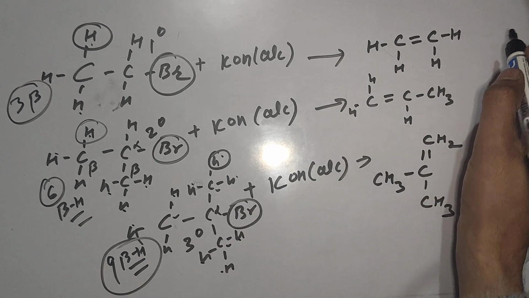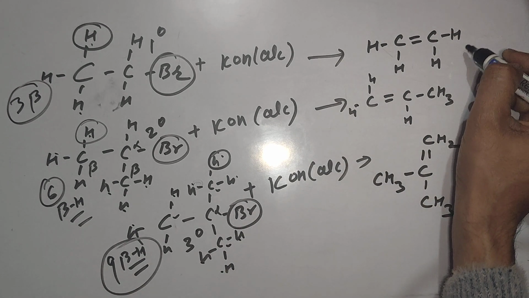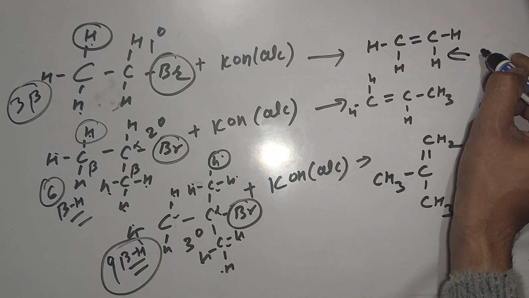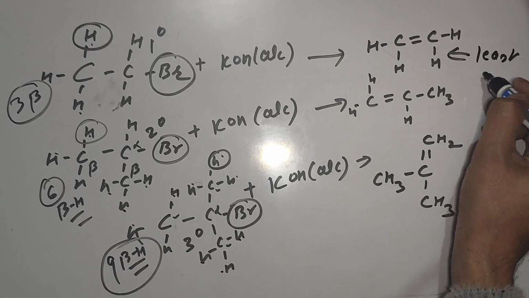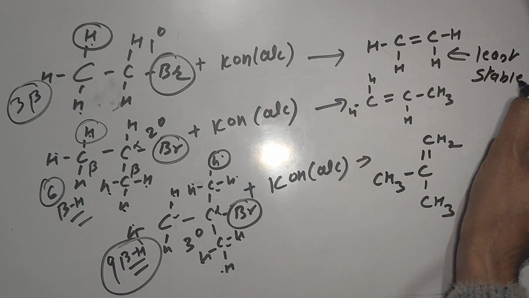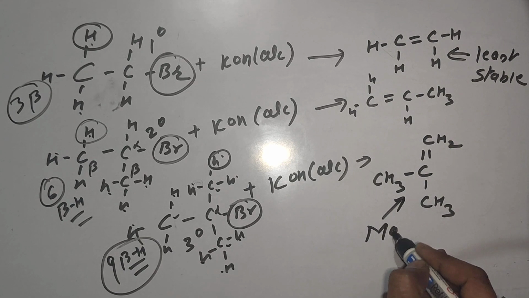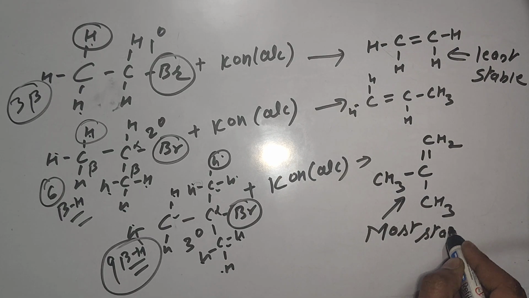Next way is just check the stability of alkenes which are formed. Let me tell you, this alkene is least stable and the alkene which is generated from 3 degree will be most stable. How to check stability of alkene? Let's understand.